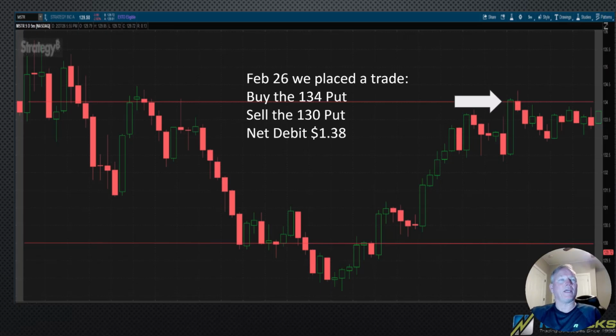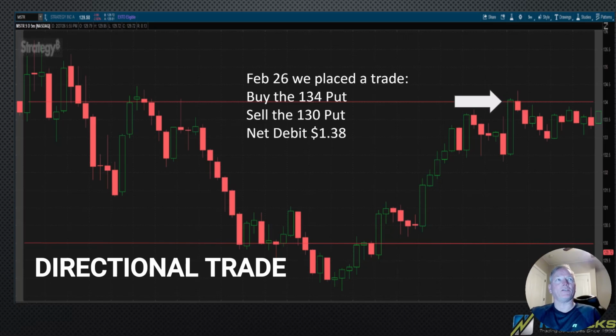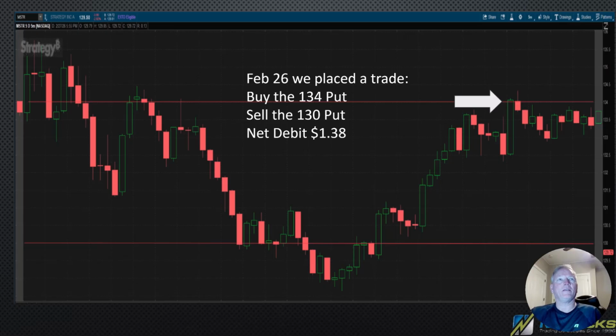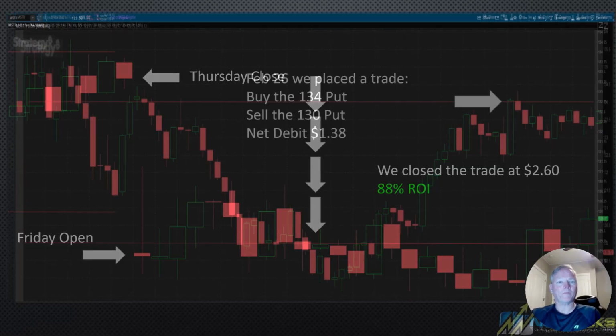The idea with a debit spread is you need direction. And so by placing this trade, we are anticipating that price is going to move down. So by buying the 134 at the top of this channel and selling the 130, we need price to move towards the 130 put in order for this trade to be profitable.